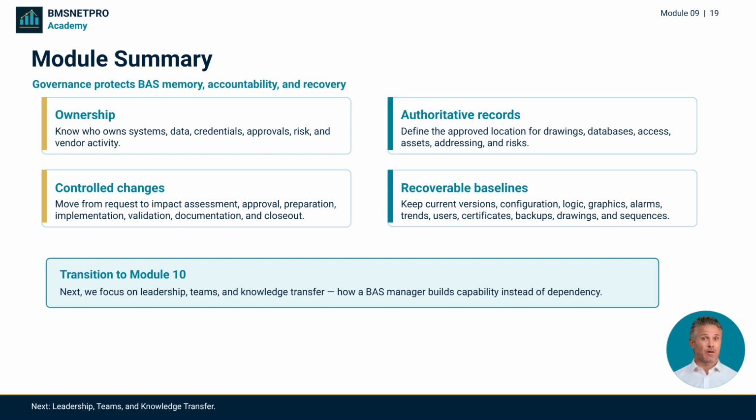This module covered governance, responsibility models, documentation hierarchy, authoritative sources, configuration baseline, change control life cycle, emergency change exceptions, technical debt, credential governance, vendor governance, and the unknown final database scenario. Next is leadership, teams, and knowledge transfer.